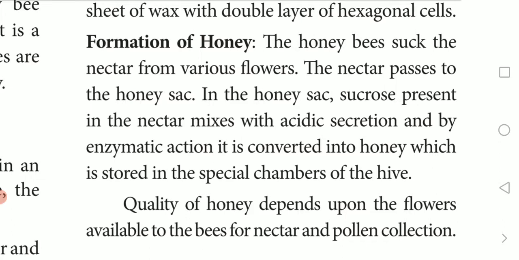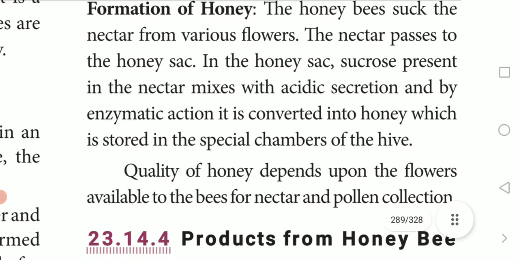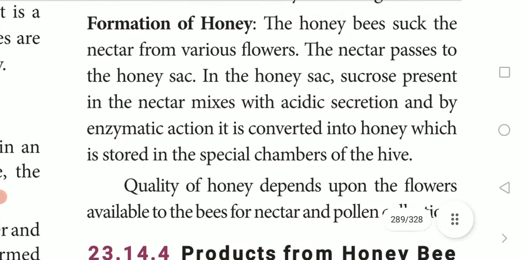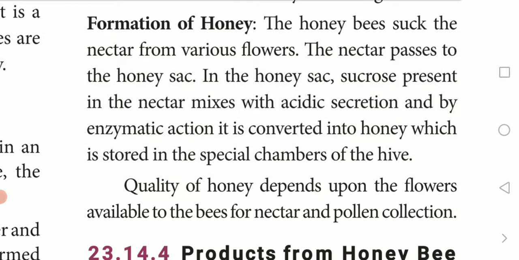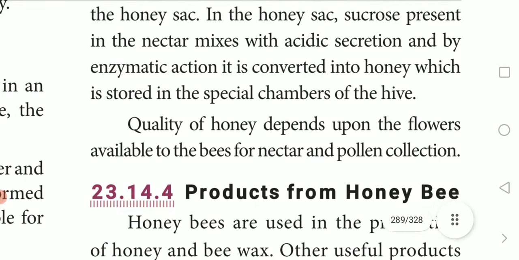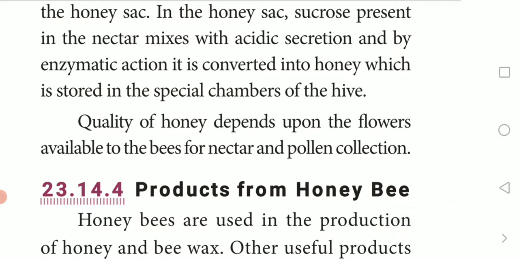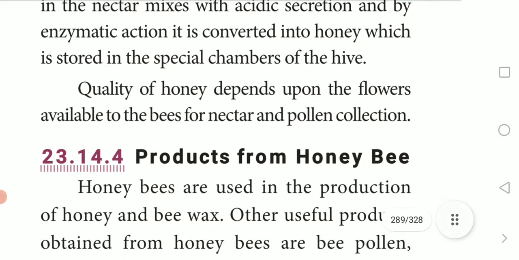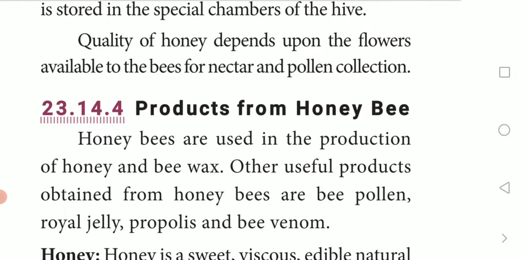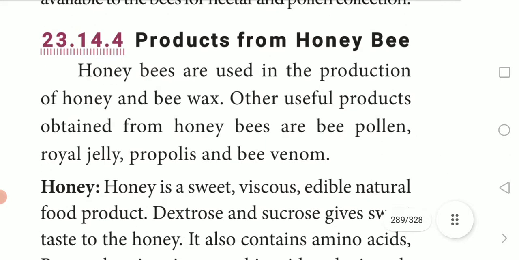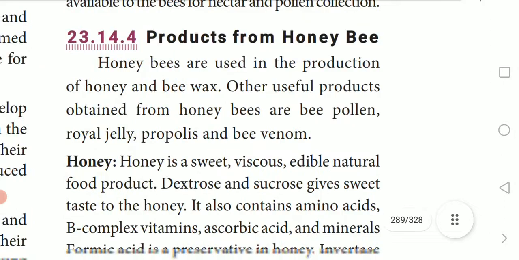Formation of honey. The honeybees suck the nectar from various flowers. The nectar passes to the honey sac. In the honey sac, sucrose present in the nectar mixes with acidic secretions, and by enzymatic action it is converted into honey, which is stored in the special chambers of the hive. The quality of honey depends upon the flowers available to the bees for nectar and pollen collection.